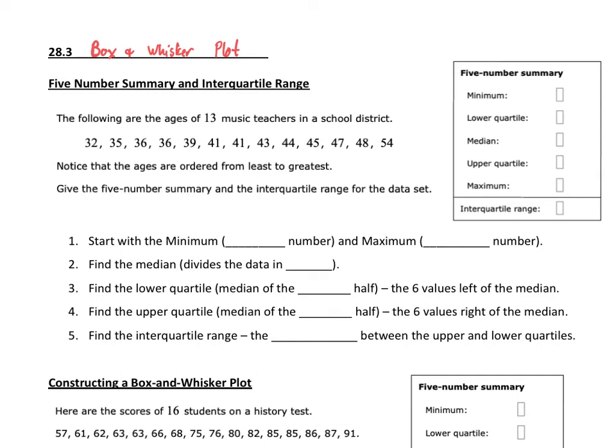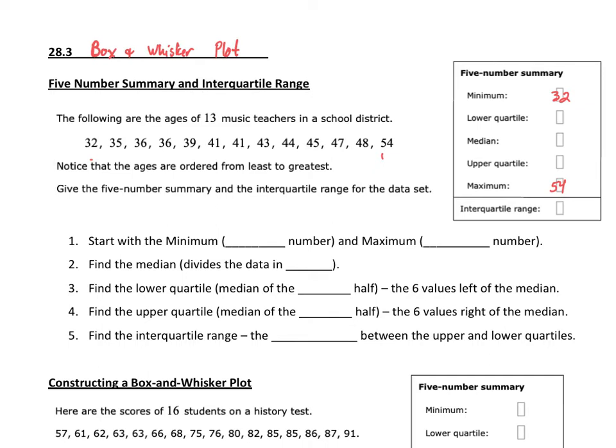Okay, so first let's start with five number summary and interquartile range. The following are the ages of 13 music teachers in a school district. Okay, so we can see they're already ordered least to greatest. The youngest is 32, the oldest is 54. So if you look over here on the side, we can say the minimum age, 32. No one straight out of college. The oldest is 54. All right.